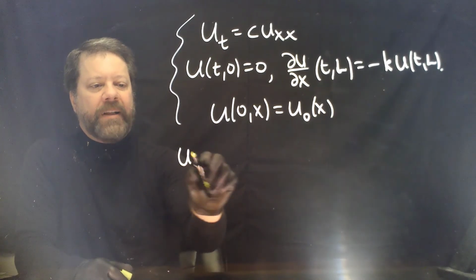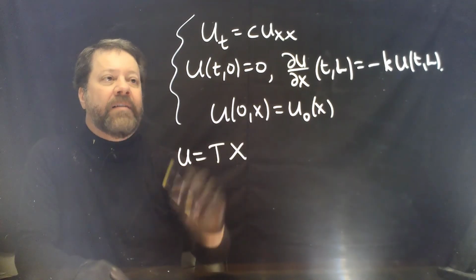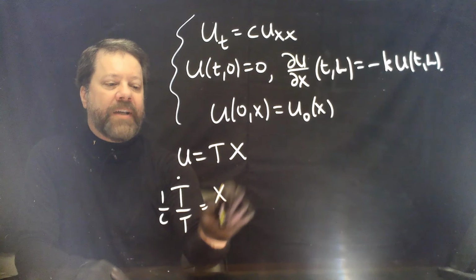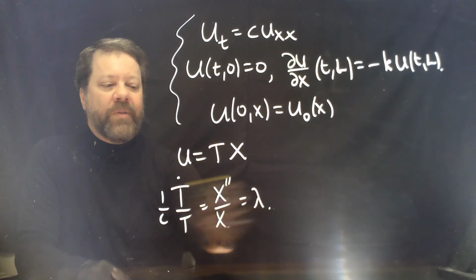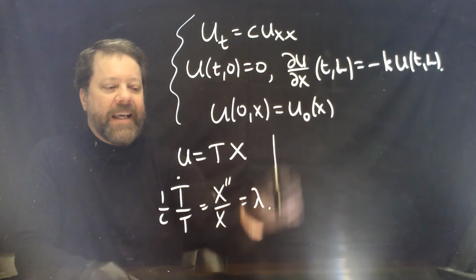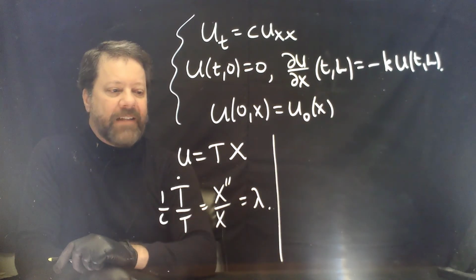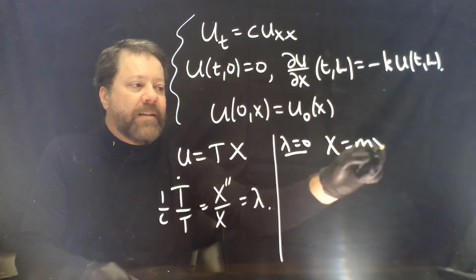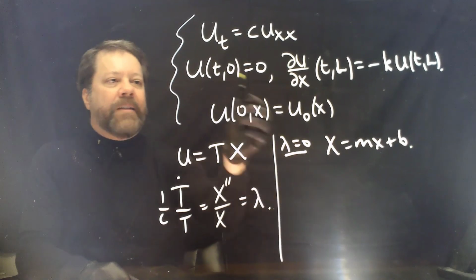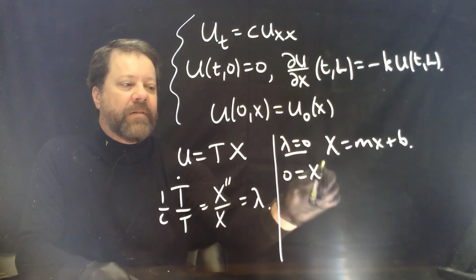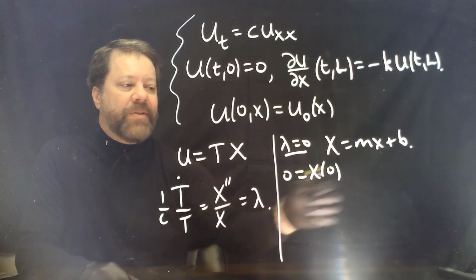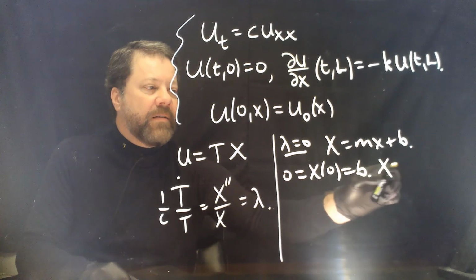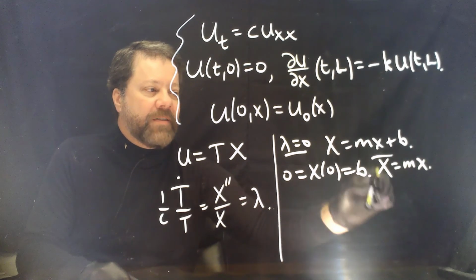We'll try the separability condition again, which leads, of course, to 1 over c, t dot over t equals x prime prime over x, which is lambda. We'll consider the three cases that result from trichotomy again. If lambda is 0, then x is mx plus b, but to satisfy the left boundary condition, x at 0 will have to be 0, and that implies that b is 0. So x will be m times x.